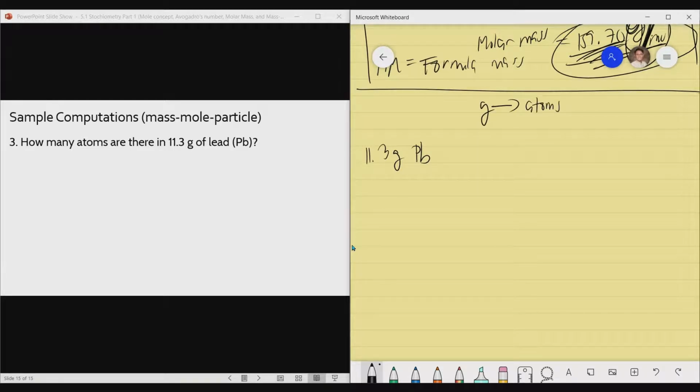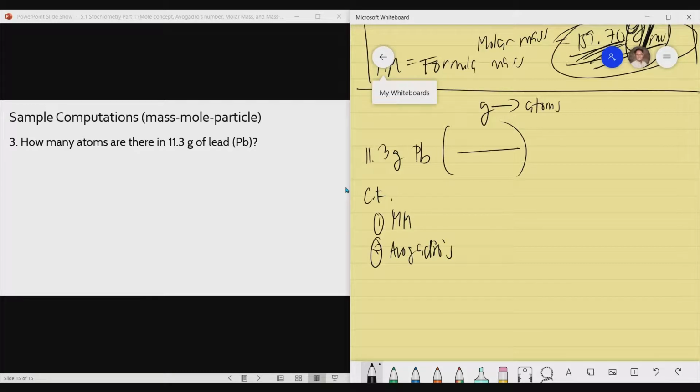Looking at this one, it looks like we will need 2 parentheses or 2 conversion factors because there is no direct translation from grams to atoms. Just like what we did in measurements, some examples show there is no direct conversion factor, so we'll use 2 conversion factors. First is molar mass. Second is Avogadro's number.